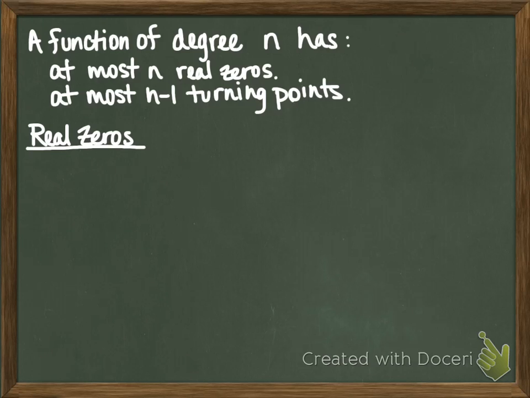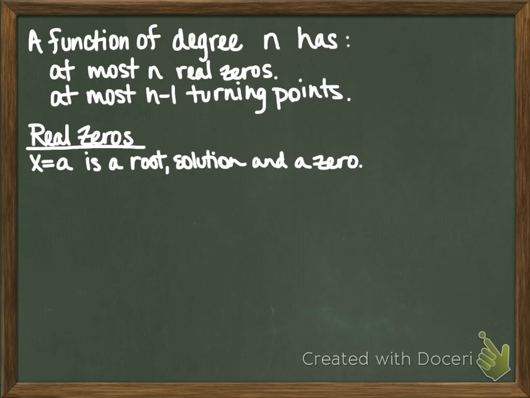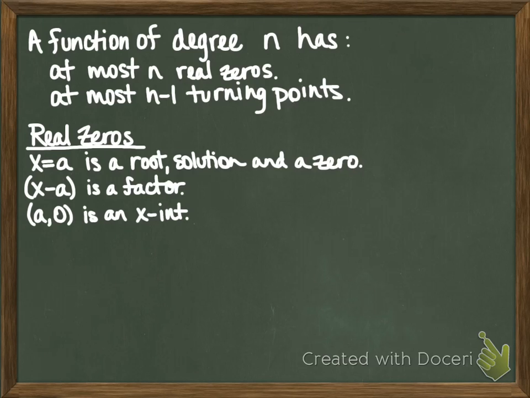Okay, real zeros on a graph. So if you solve a polynomial and you get x equals some number, that is called a root, a solution, and a zero. Those 3 words are used interchangeably. That also means that x minus a is a factor, and the point a comma 0 is an x-intercept. So those 3 things can be very useful when you're talking about the graph of a polynomial.